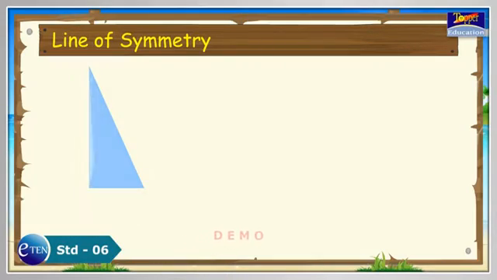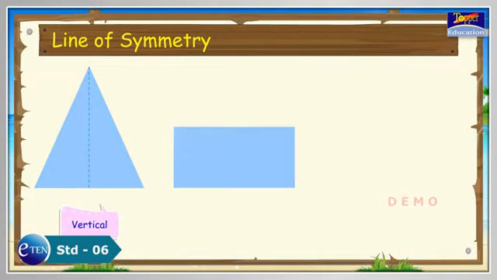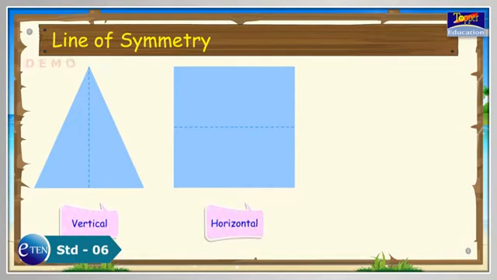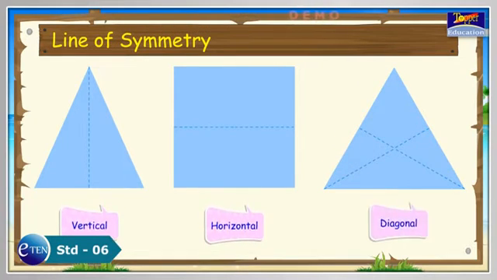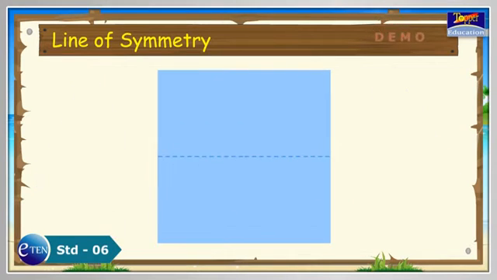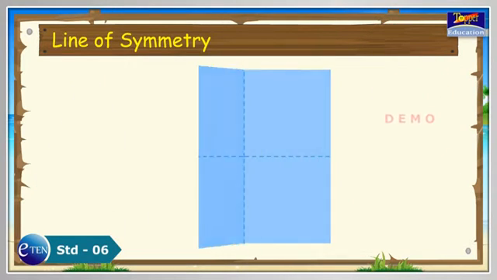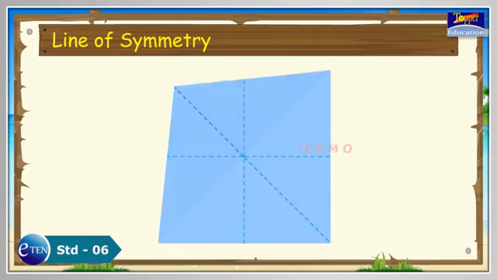The line of symmetry can be vertical, horizontal, or diagonal. There may be one or more lines of symmetry.